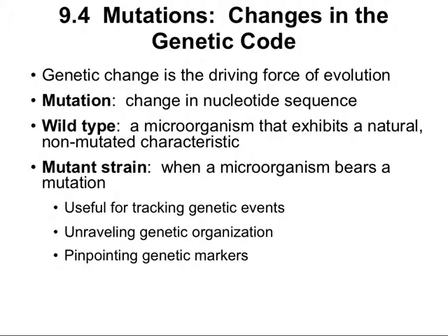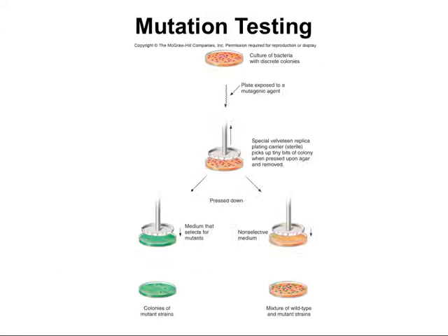These mutant strains contain variants in morphology or nutritional characteristics or their resistance to certain chemicals. They might even change temperature preference, and nearly any enzymatic function can be altered. These mutant strains can be useful for tracking genetic events, unraveling genetic organization, and pinpointing some genetic markers.